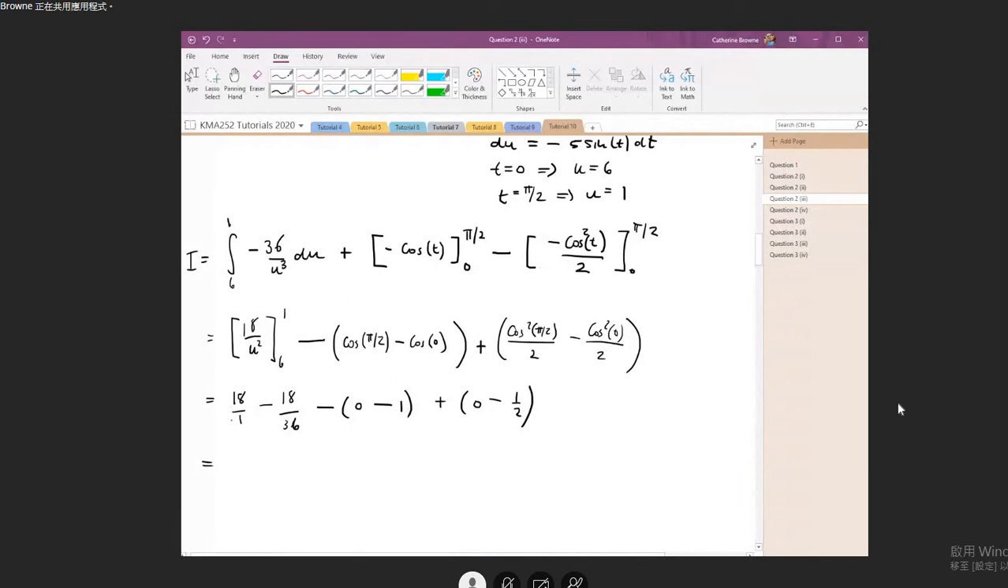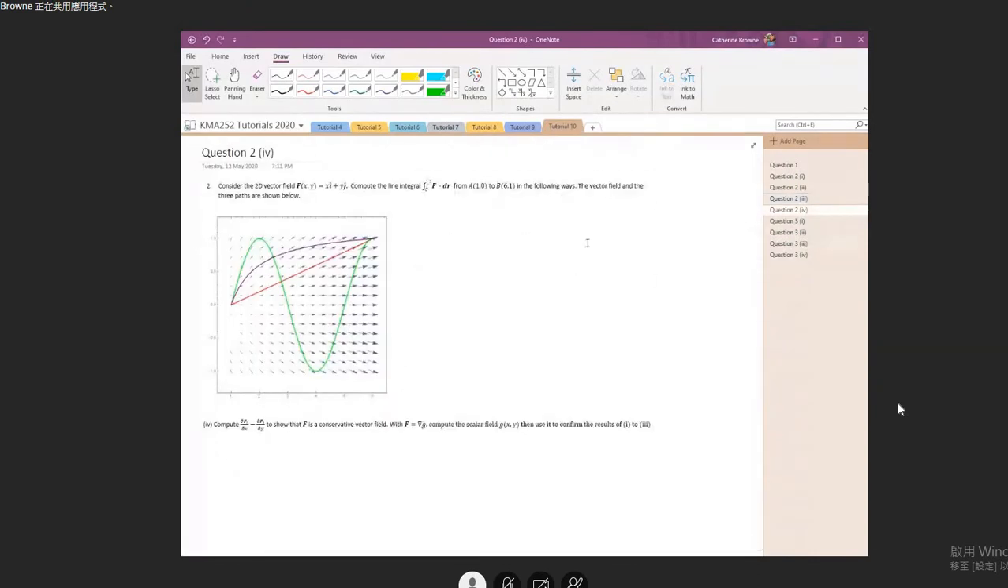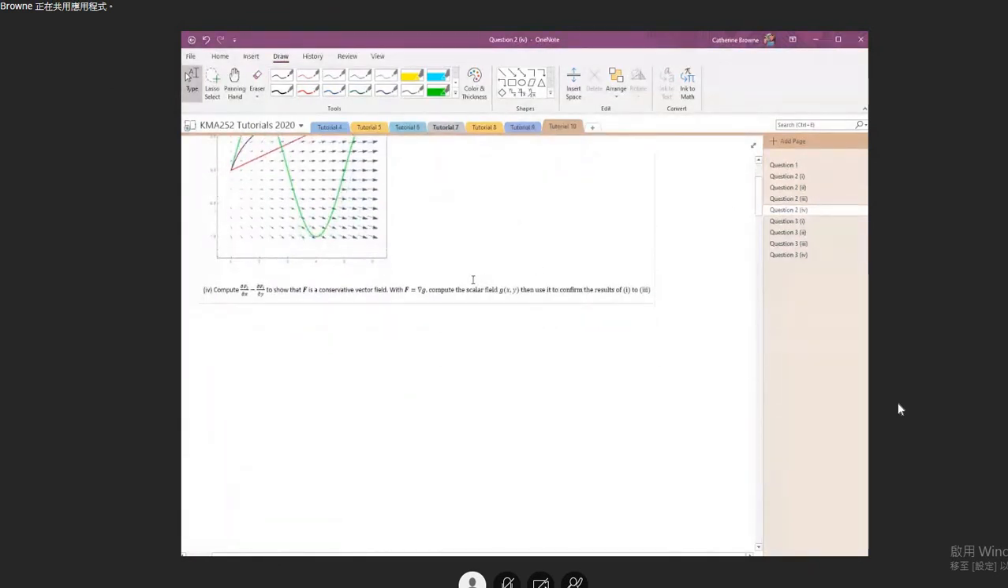So I get 18 minus a half plus 1 minus another half. So these parts all cancel and I still just get 18. So it's still just the same answer. And then for part 4, if I look at df2 dx minus df1 dy, I just get d dx.